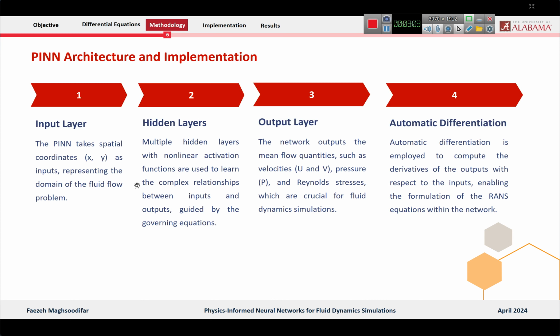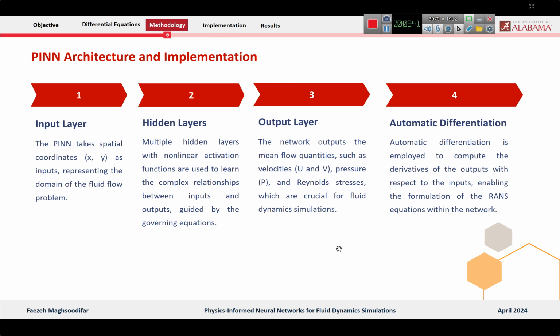The PINN setup includes several layers: an input layer that takes simple X and Y inputs, and hidden layers. Multiple hidden layers with nonlinear activation functions are used to learn the complex relationship between inputs and outputs, guided by the governing equations. The output layer outputs the mean flow quantities such as velocities, pressure, and Reynolds stress, which are crucial for fluid dynamics simulations.